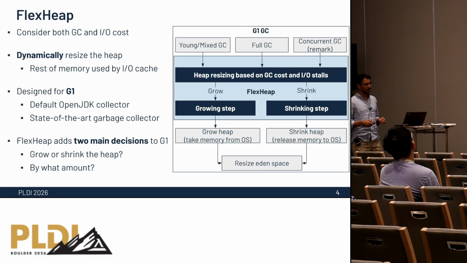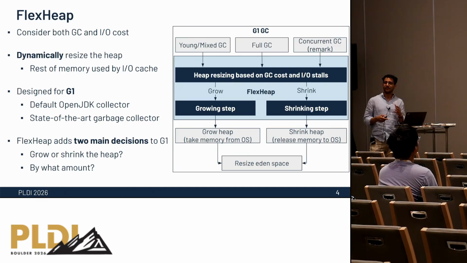So in this work, we propose FlexHeap, a heap resizing mechanism that considers both GC and I/O cost. It dynamically resizes the heap, so the rest of the memory is used by the I/O cache. FlexHeap is a resizing mechanism for G1 GC, which is the default OpenJDK garbage collector. G1 consists of 3 different collection types: young GCs, mixed GCs, and full GCs, and concurrent mark cycles, where it scans the whole heap without stopping the application to find live objects.